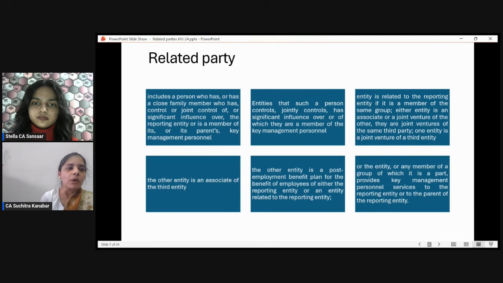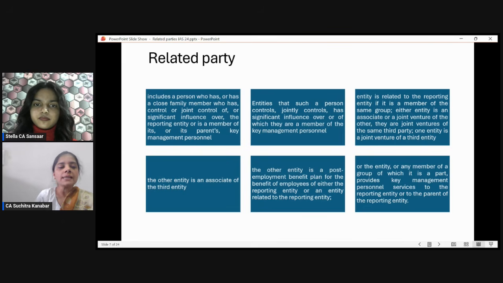The entity and the reporting entity are members of the same group. Either entity is an associate or joint venture of the other party, or they are joint ventures of the same third party. One entity is a joint venture of the third entity. It includes a person who, or has a close family member who, has control or joint control of or significant influence over the reporting enterprise, or is a member of the key management personnel or its parent. See, it could be a member of the reporting entity or it could be a member of the parent also. So this needs to be taken into consideration.